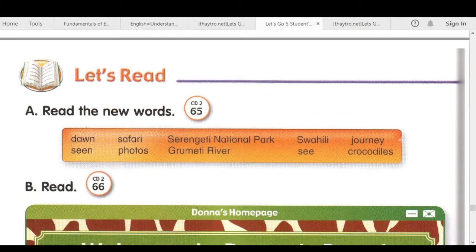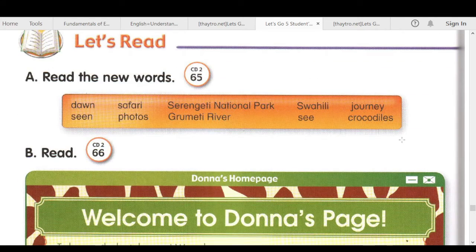Let's read. A. Read the new words. Dawn. Safari. Serengeti National Park. Swahili. Journey. Scene. Photos. Grumeti River. Sea. Crocodiles.